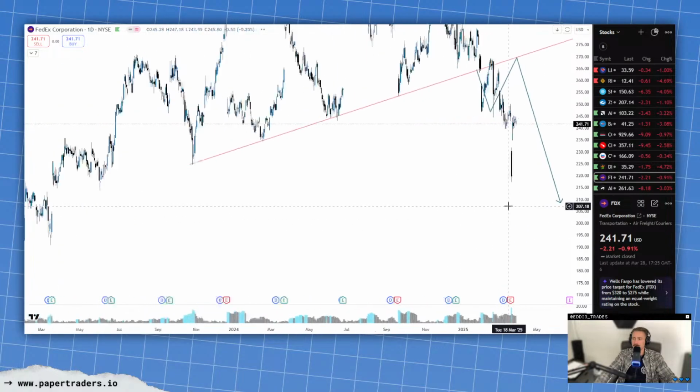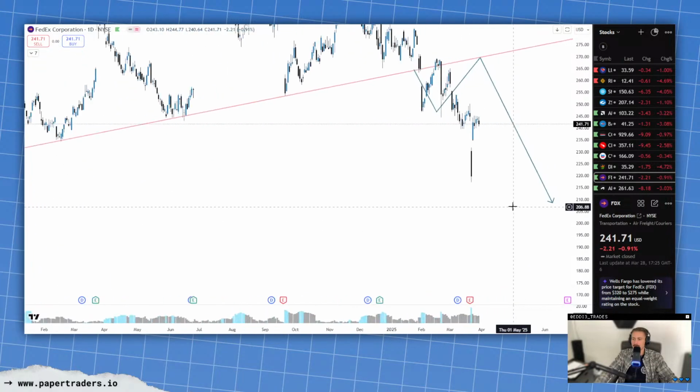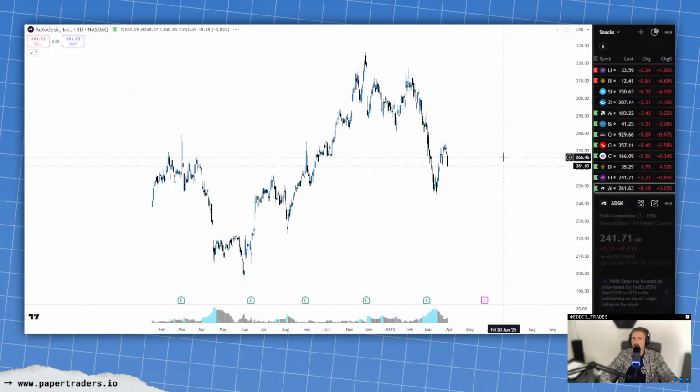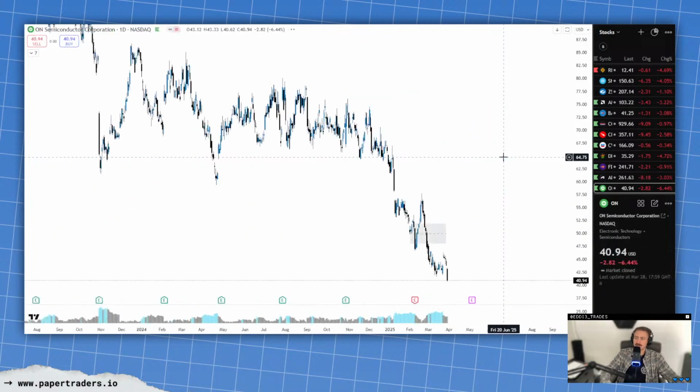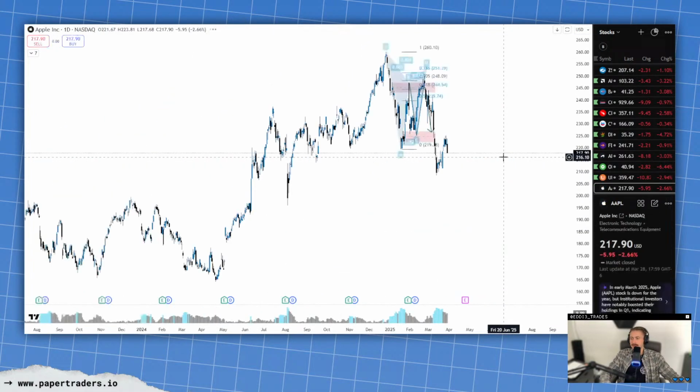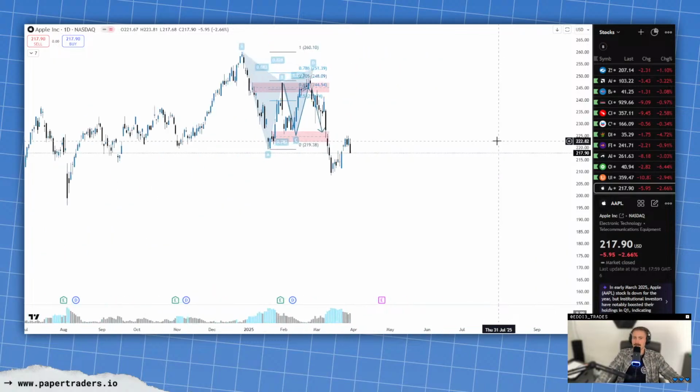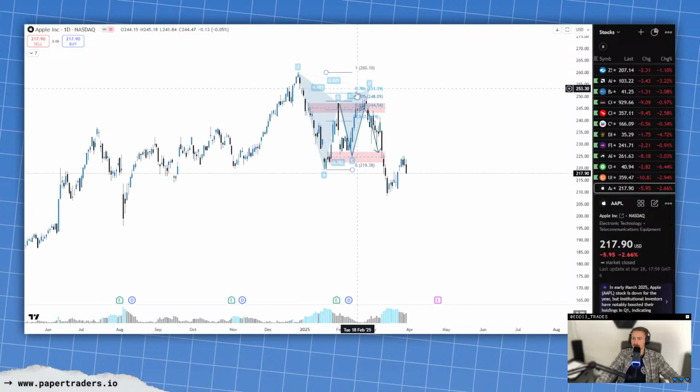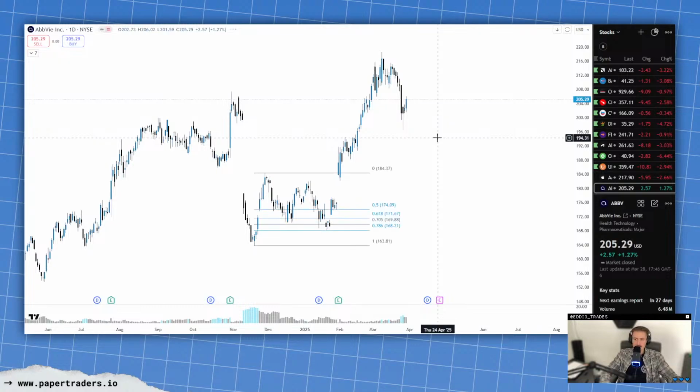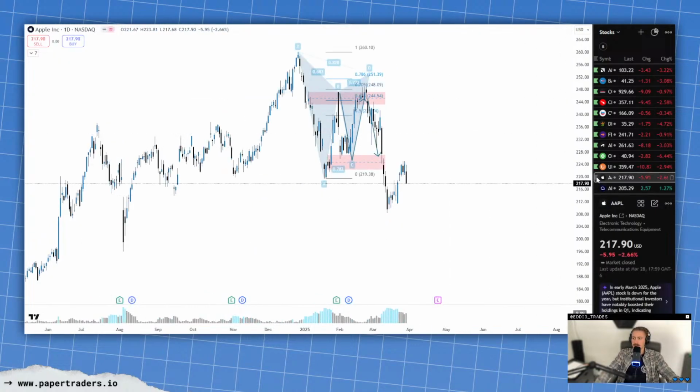FedEx. Holy. I need to start in fucking options, dude. I don't know why I don't have that for swinging, it's super nice. And Apple. Oh my god, look at that upon completion of that animal. Nice.